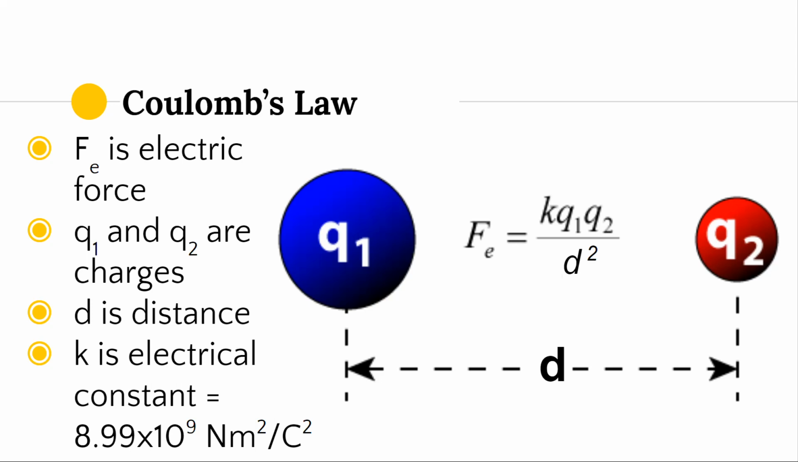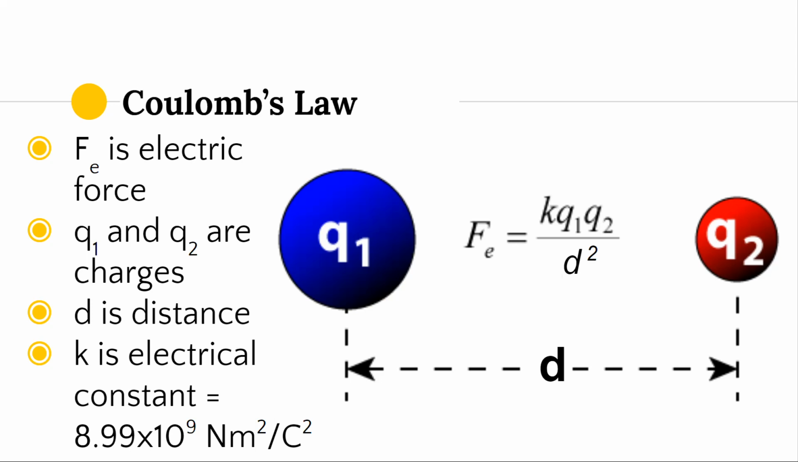Q1 and Q2 in this equation are your charges. So you'll be given an amount of charge that each of these objects has, and those will be Q1 and Q2. D is the distance between them, and K is your electrical constant, which has a value, and it's always the same value, it's a constant, of 8.99 times 10 to the 9th Newton meters squared per Coulomb squared.